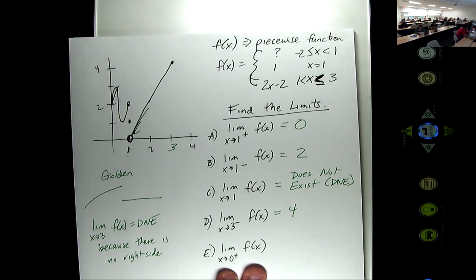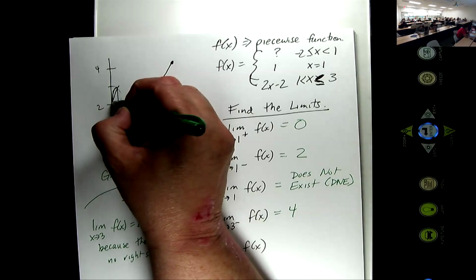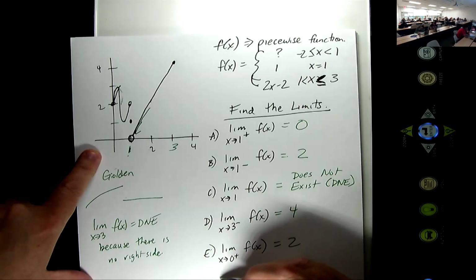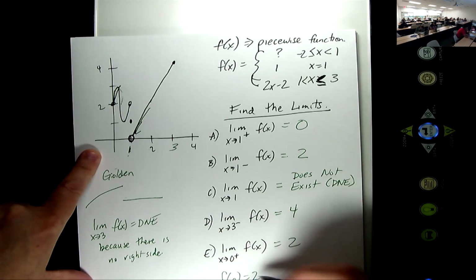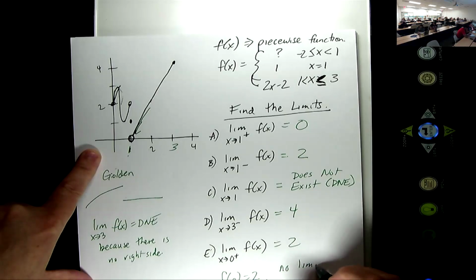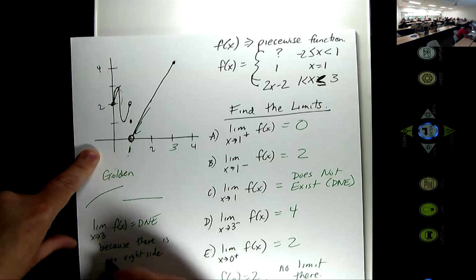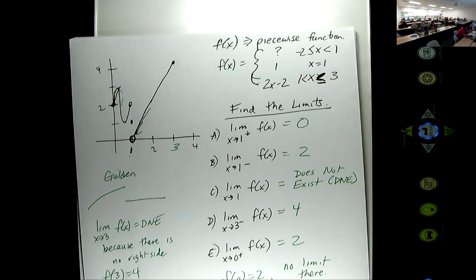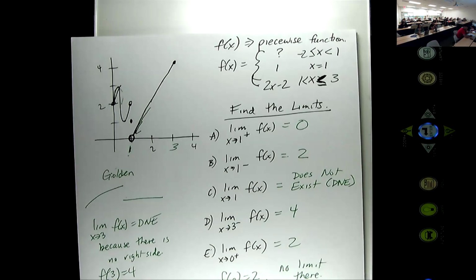What about the limit as x approaches 0? Looks like it's coming in at 2, right? Boom, 2. And even though when x equals 0, f of 0 equals 2, there is no limit there either. Just like here, f of 3 equaled 4. But the limit is not what it equals there, it's what's happening on the approach. How do we know which one to apply the function to, since there's the line and then the squiggly on the left? It's what value you're approaching.